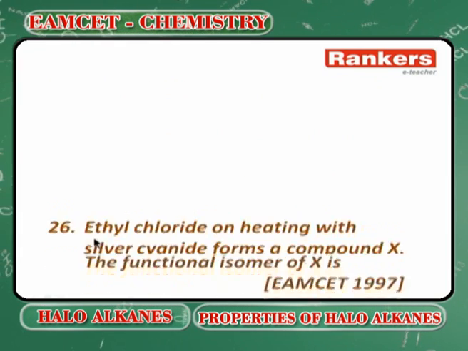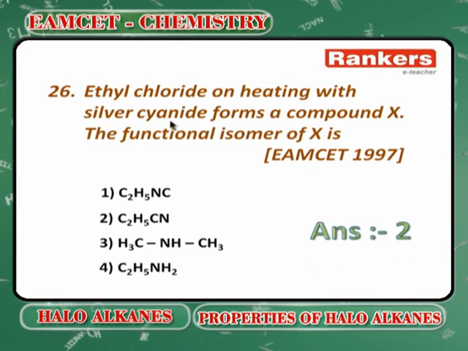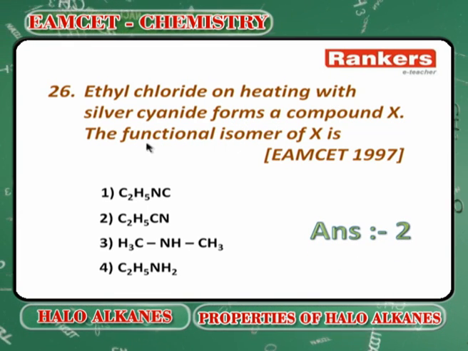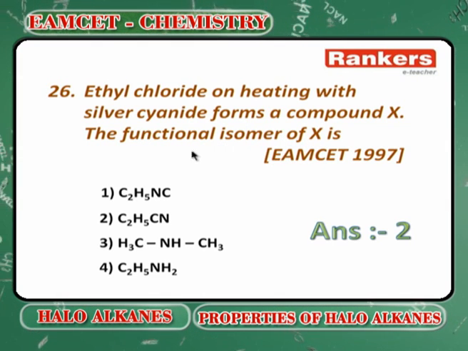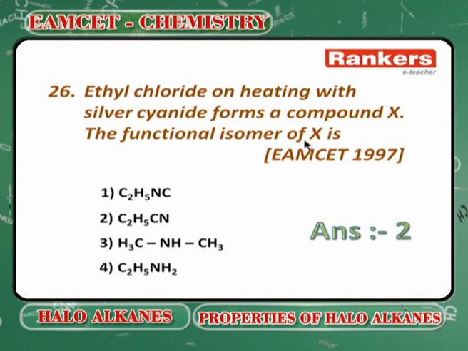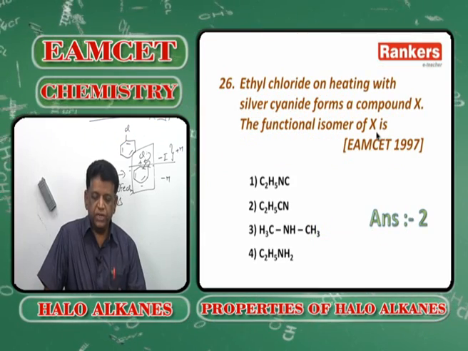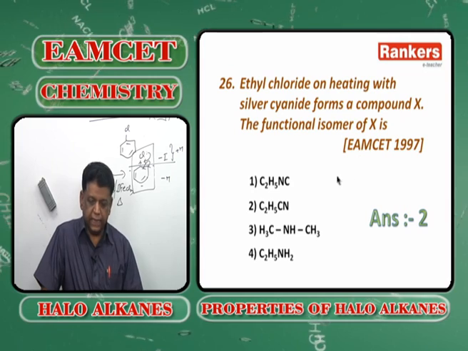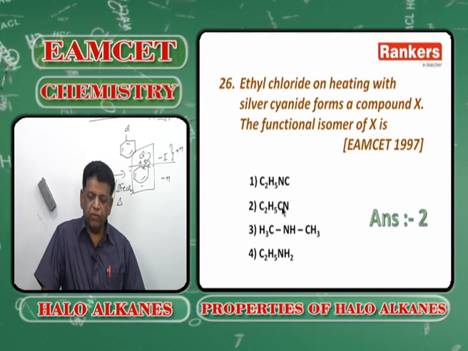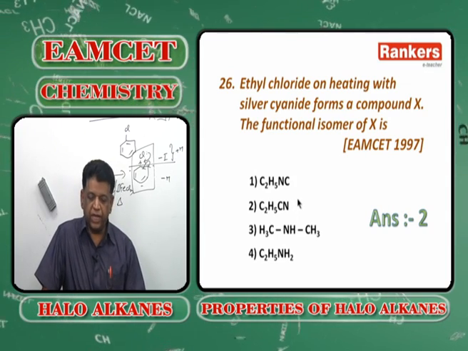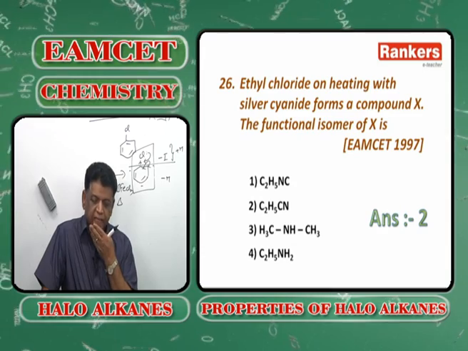Next, ethyl chloride on heating with silver cyanide forms a compound X. As I said, sodium cyanide gives cyanide, silver cyanide gives isocyanide, but he is asking for the functional isomer of this isocyanide. So you need a cyanide. The actual answer is isocyanide, but he is asking the functional isomer for that isocyanide. Isocyanide's functional isomer means cyanide. So the second is the right answer.